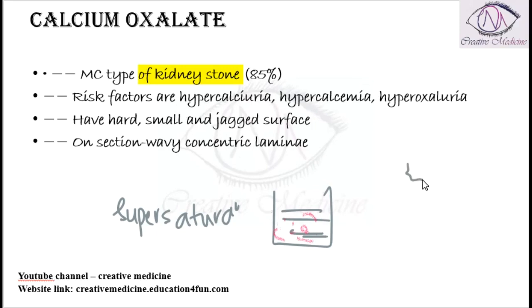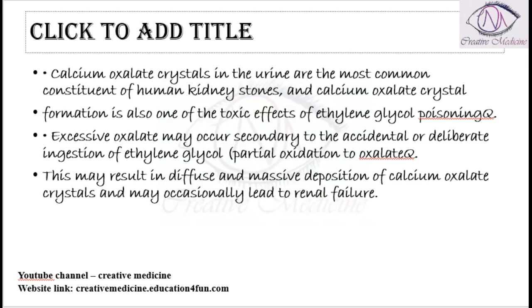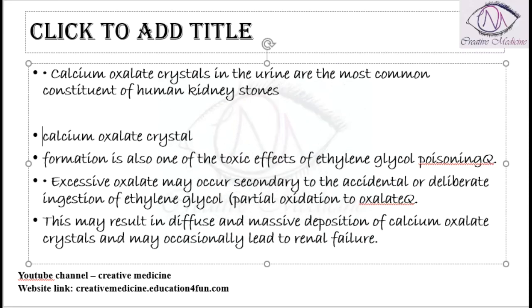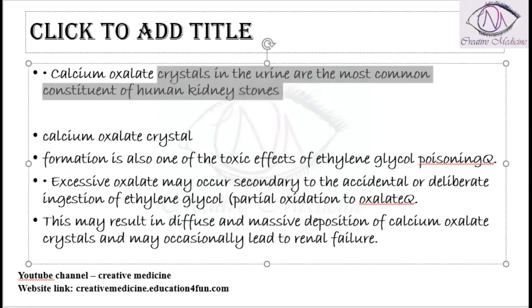These calcium oxalate stones are hard, small, and they have a jagged surface. On cut section, you will see the presence of concentric lamellae in the calcium oxalate stones. Then one important thing is that calcium oxalate crystals in the urine are the most common constituents of human kidney stones. So the most common type of stones are calcium oxalate stones, as already said.